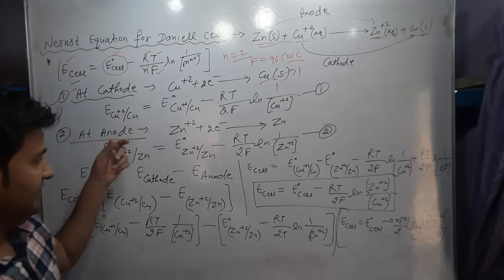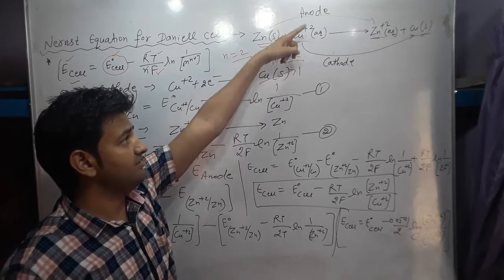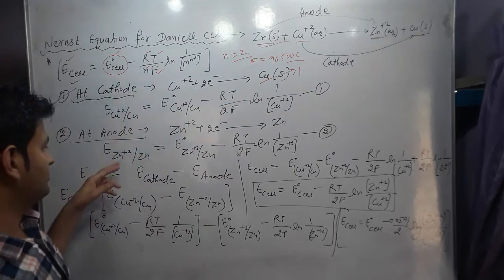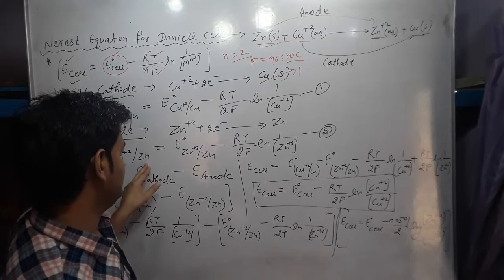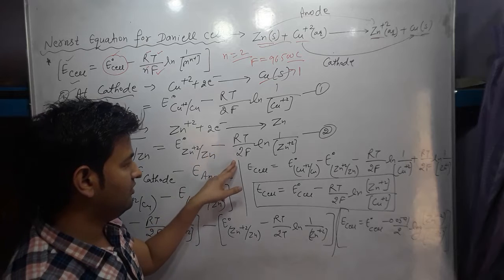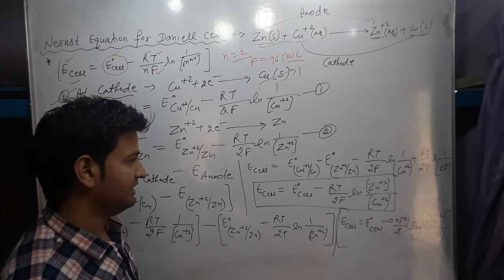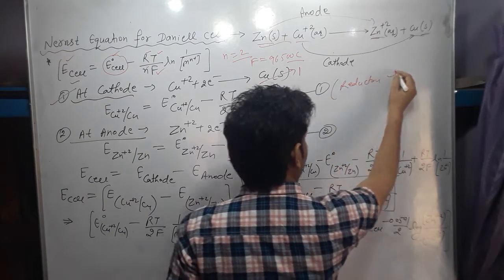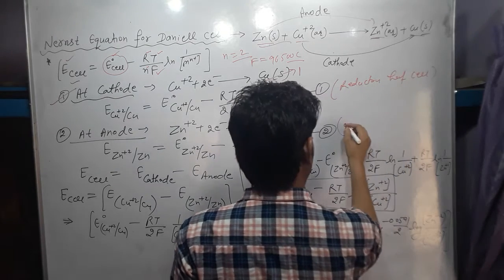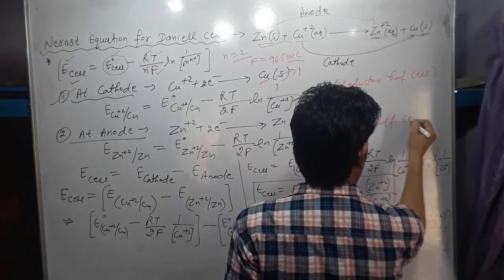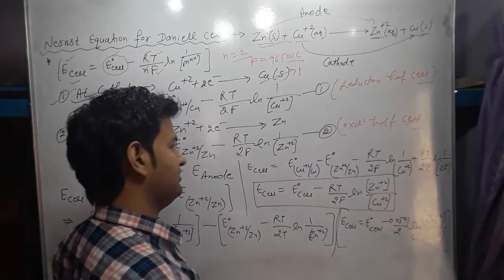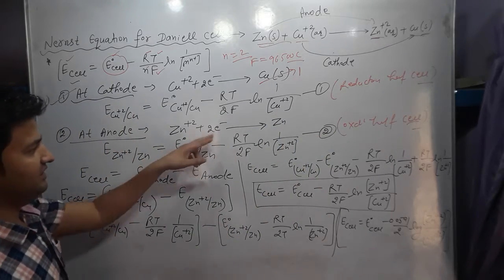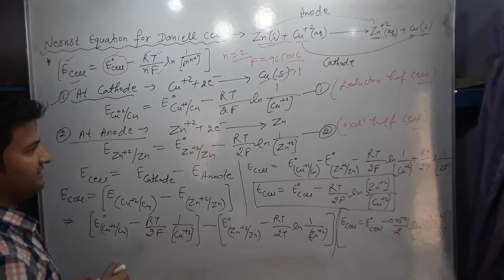At the anode we take the reduction potential, but at the anode oxidation occurs, so we write this equation in the form of reduction. So the EMF of Zn2+ to zinc gives E naught of this minus RT over 2F ln of this. We can write both. This is our reduction half cell and this is our oxidation half cell, meaning the electrode at which reduction occurs and the electrode at which oxidation occurs. But we convert this oxidation half cell into reduction by reversing the reaction. So we can write these two equations.